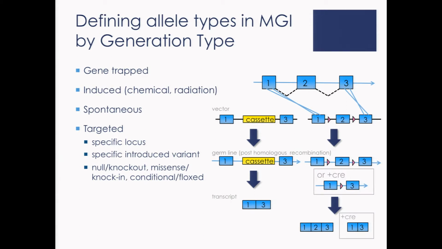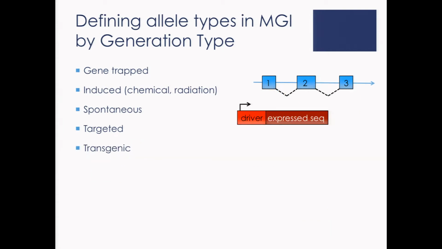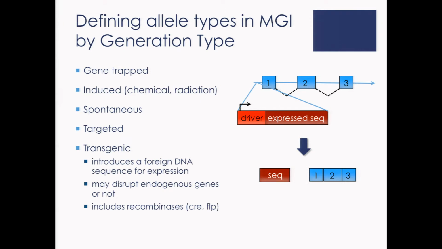So targeted alleles, of course, are targeting a specific locus. They may include a specific introduced variant. They may be null or knockout. They may be missense and knock-in, or they may be conditional floxed. A transgenic allele is the introduction of a foreign DNA sequence for expression. This may be non-mouse DNA. It may disrupt an endogenous gene or it may not, and this includes recombinases such as Cre and Flip, which come from a bacteriophage or yeast respectively.